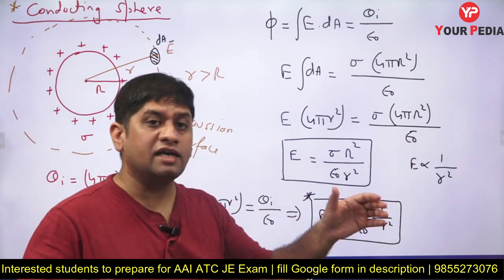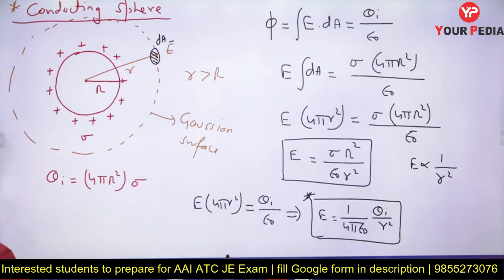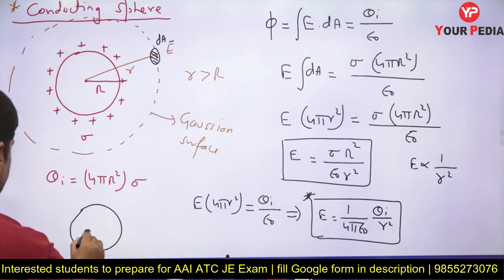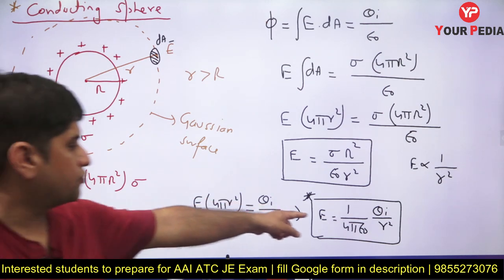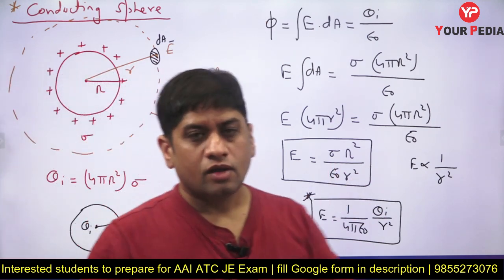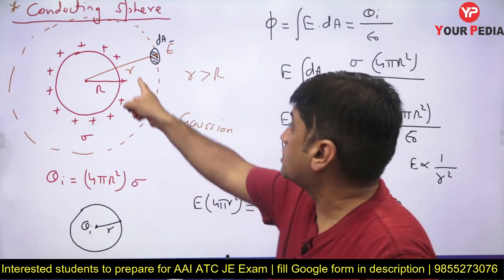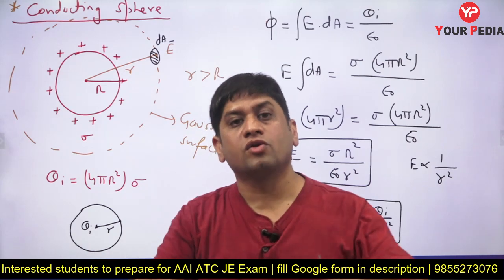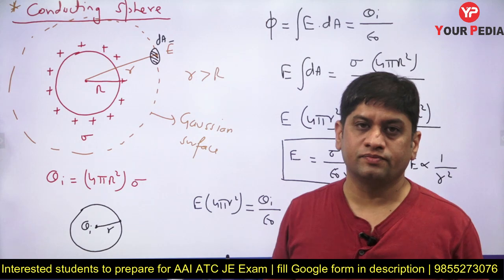But suppose I give you the entire charge Qi as a point charge inside. Then what will be the electric field at this point r? It will be 1 by 4 pi epsilon naught q by r square. That means whether the entire charge Qi is a point charge or a distributed charge, we are going to get the same formula. Listen to this carefully again, this is the most important interpretation.